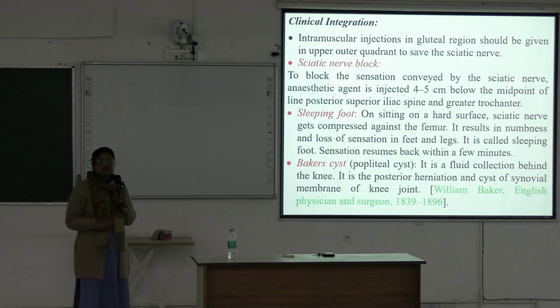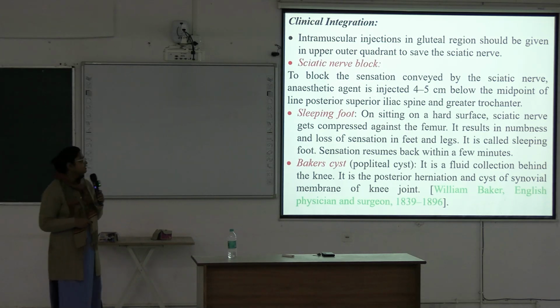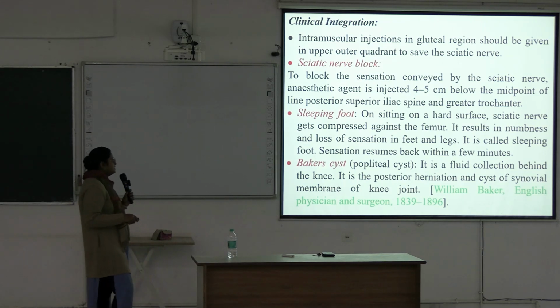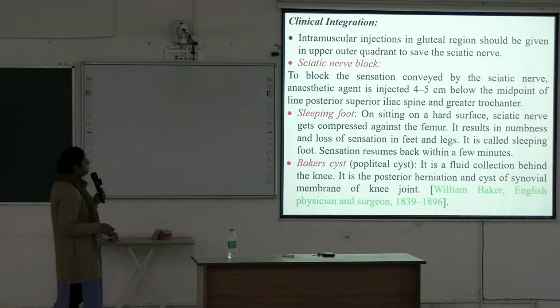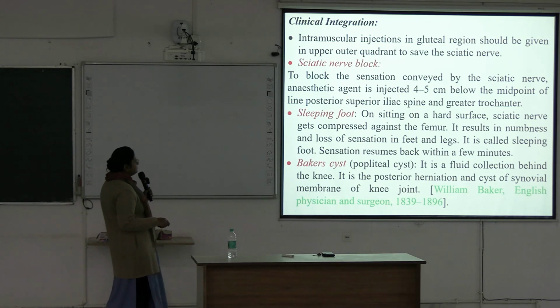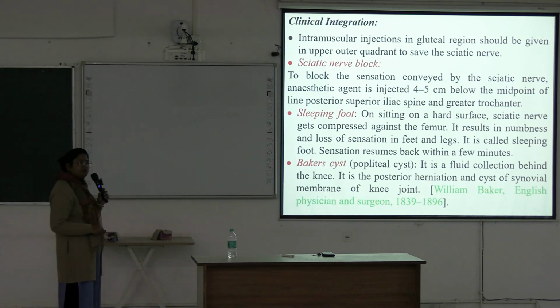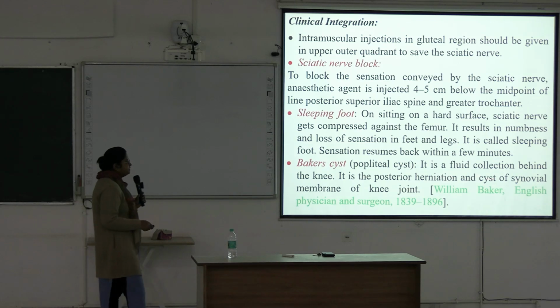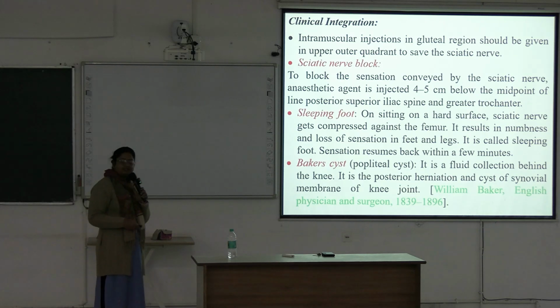Baker's cyst. Very commonly asked. What is Baker's cyst? Baker's cyst can come as a short note or part of a long question. It is known as popliteal cyst. This is a fluid collection behind the knee joint, and it is the posterior herniation and cyst of synovial membrane of the knee joint. Named after William Baker, English physician and surgeon. Baker's cyst is a posterior herniation and cyst of synovial membrane of knee joint. Okay, that is important.